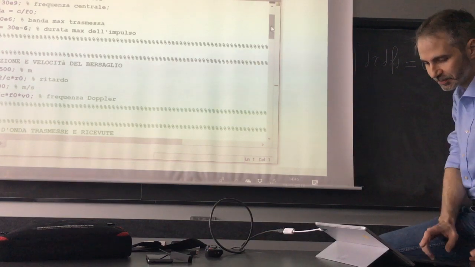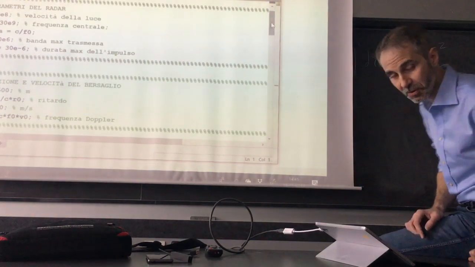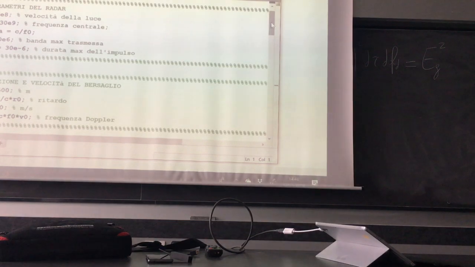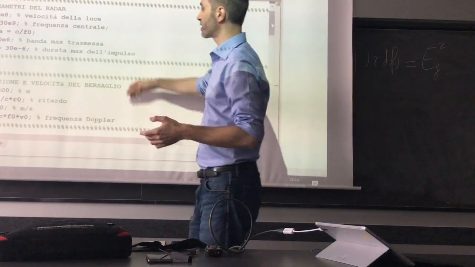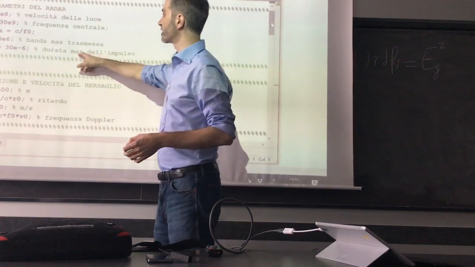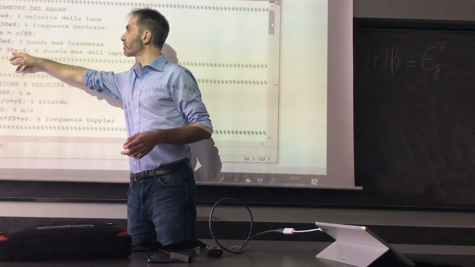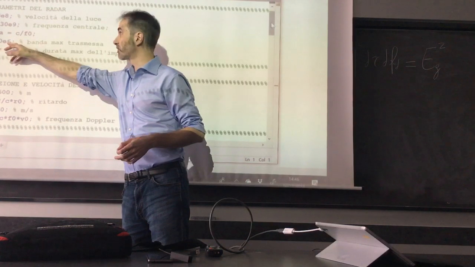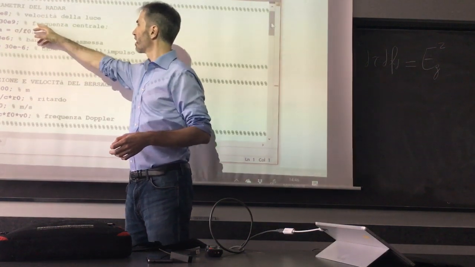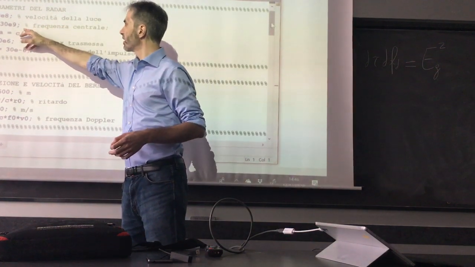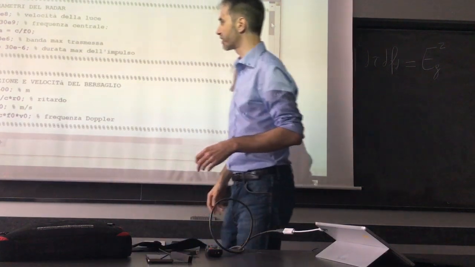So this code implements exactly what we have just seen. Here are just some parameters. This is the length of the pulse. This is the bandwidth of the pulse. This is the central frequency, and this is the speed of light.